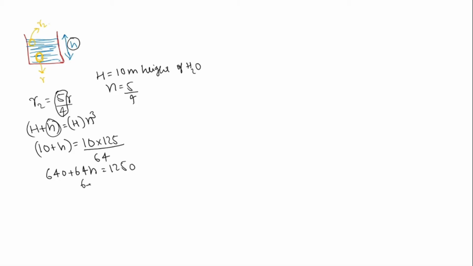So 64 h is equal to 610. So h is equal to 610 by 64. So this is equal to 9.53 meters. So the option is 3.